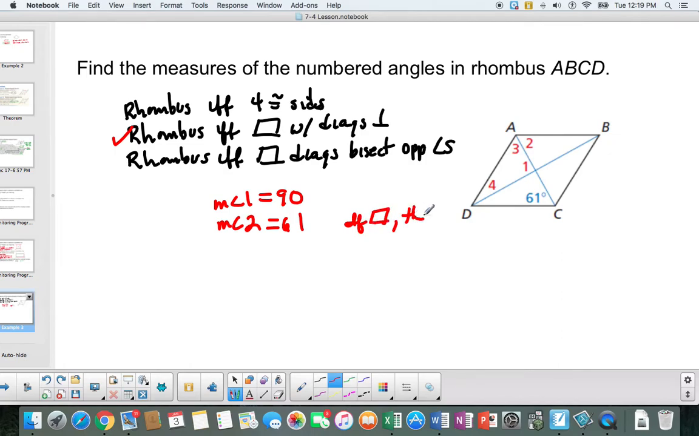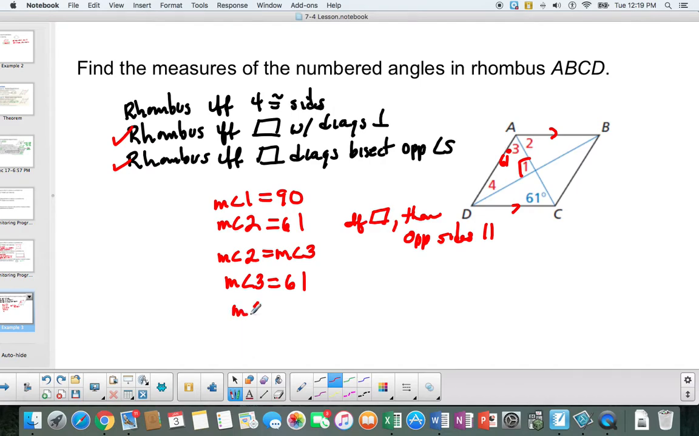a parallelogram, then opposite sides are parallel. So I know these are parallel, therefore 61 and 61 are here. I also know that the measure of angle 2 is equal to the measure of angle 3, and that comes from this theorem right here, bisecting. So the measure of angle 3 is equal to 61. Now to figure out angle 4, I know that these 3 angles have to add up to 180. I know this one is 90. I know this one is 61 degrees. So the measure of angle 4 will equal 29 degrees.